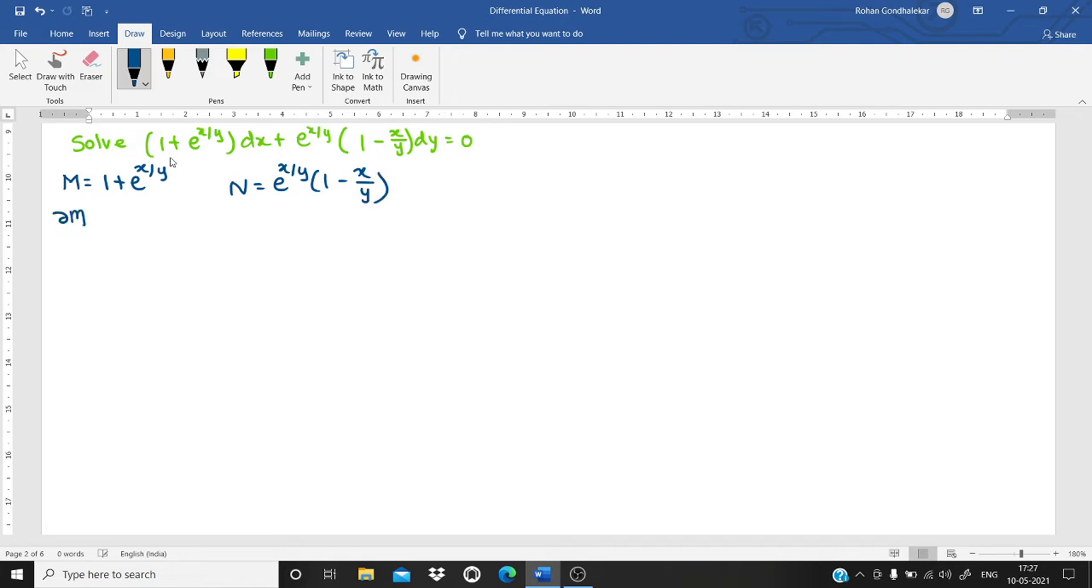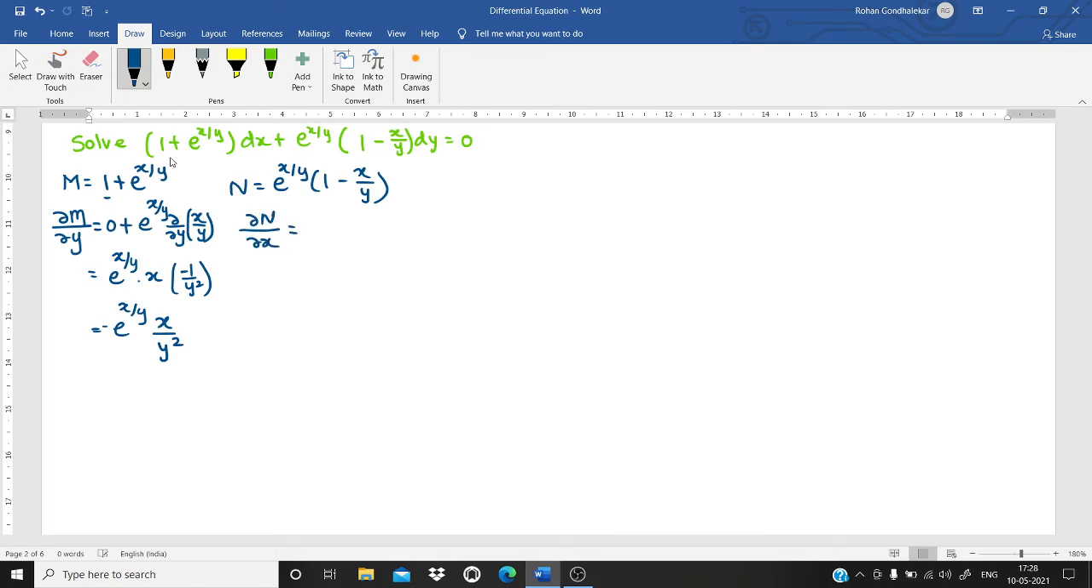Now what is ∂M/∂y? That is the partial derivative of M with respect to y. The first term is 1, whose derivative is 0, plus the second term e^(x/y). Its derivative will be e^(x/y) into the partial derivative of x/y with respect to y. So e^(x/y) into x as it is, and the derivative of 1/y is -1/y². So I'm getting e^(x/y) times (-x/y²). Fine.